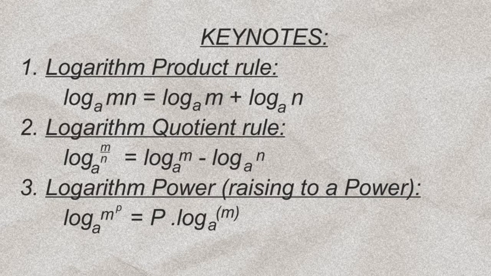Now, rule number 2 says the quotient rule. When you have a log of m over n base a, it will be equal to log of m base a minus log of n base a. Log of the same base, similar to the laws of indices too.